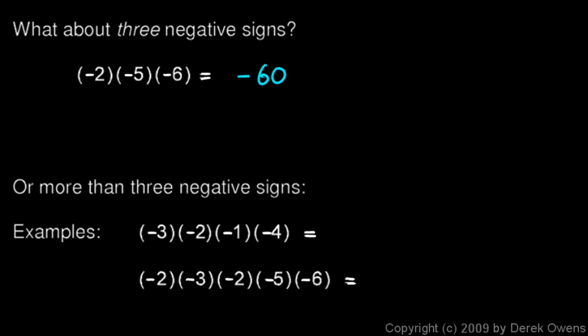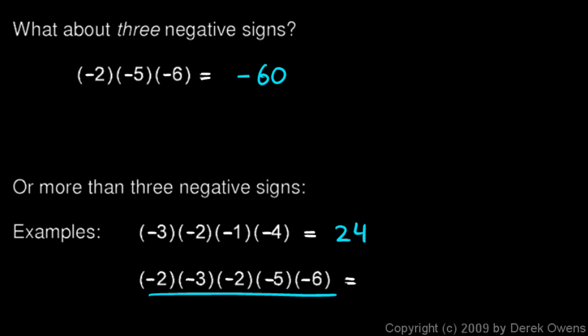Or what if we have more than three negative signs? Well, negative 3 times negative 2 is going to be a positive 6. Those two negative signs will cancel out if we multiply them together. And these two negative signs will cancel out when multiplied together. So negative 1 times negative 4 is positive 4. So we can think of this as 6 times 4. The answer is 24, and it's positive.